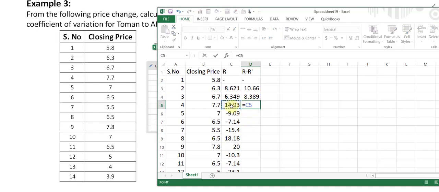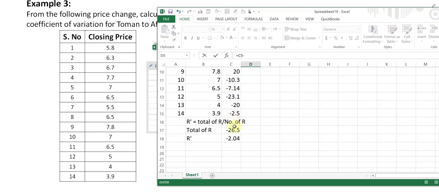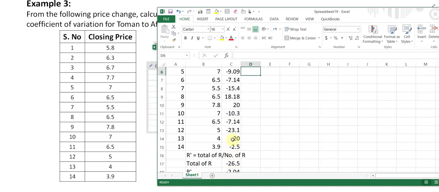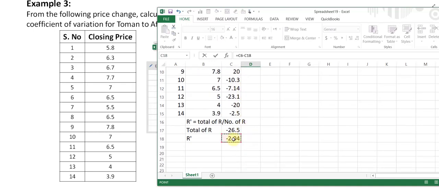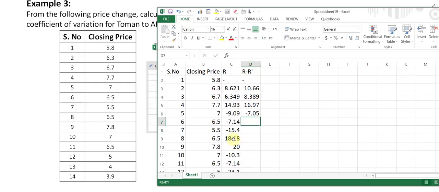So R minus R bar. This is R bar. Press. So calculate for the next. Then R minus R bar. This is R. Press the sign. The next one is again R minus R bar.